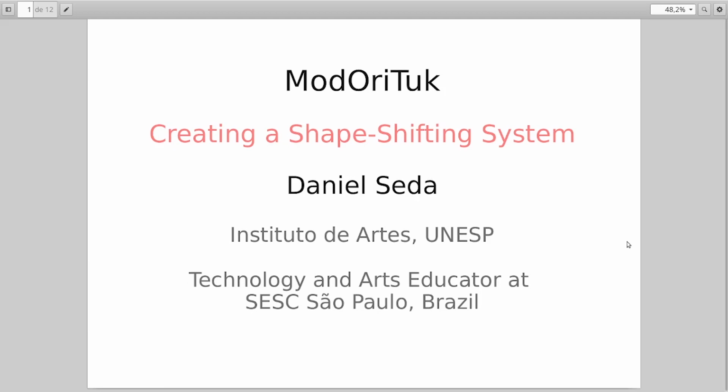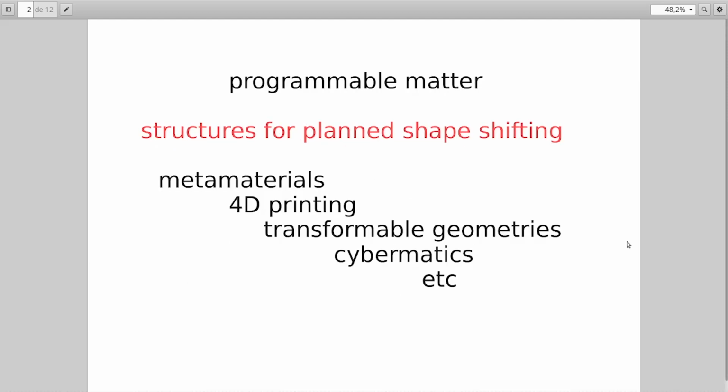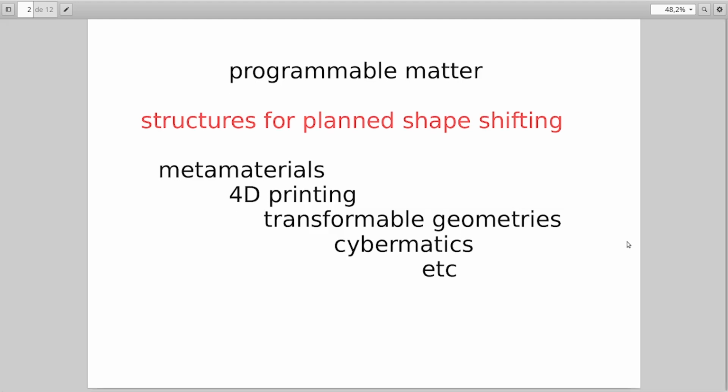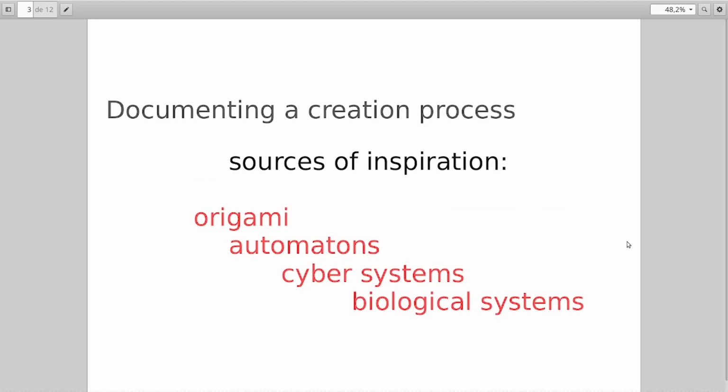So let's go. I'm studying this concept of programmable matter, which are these structures for shape-shifting. There are a lot of sub-concepts in programmable matter, and every one of these concepts is specific to certain kinds of structures. What I'm presenting now is my creation process of the structure I will present to you.